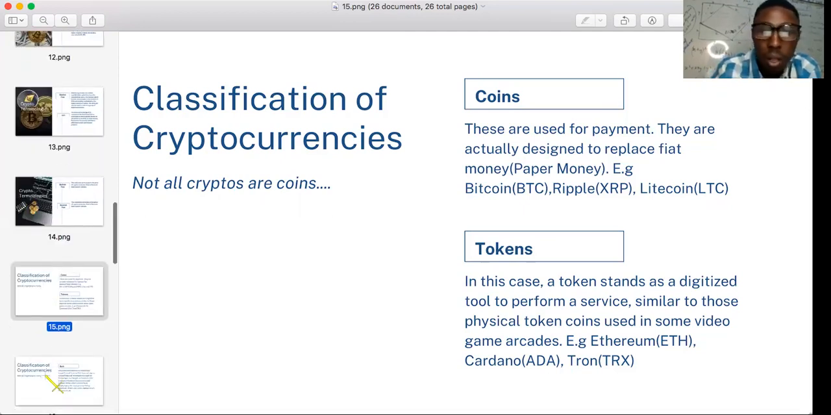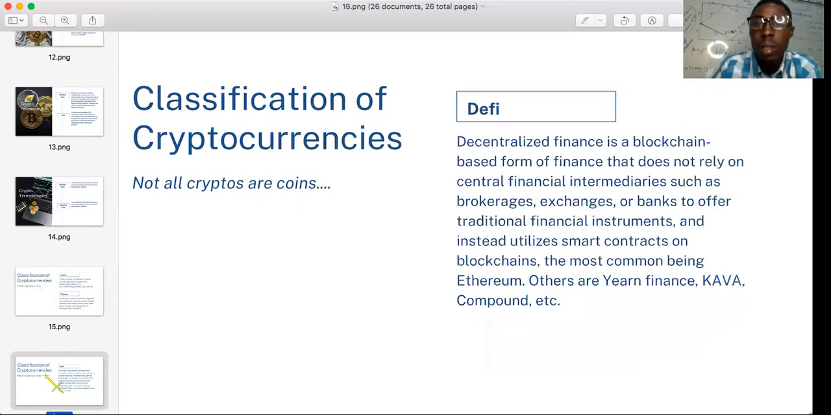Now the next classification is DeFi. DeFi simply means decentralized finance, a blockchain-based form of finance that does not rely on central financial intermediaries such as brokers, exchanges, or banks. So DeFi is not regulated by the crypto exchange we are talking about. It stands on decentralized control, and instead it uses smart contracts. It's known as a smart contract.